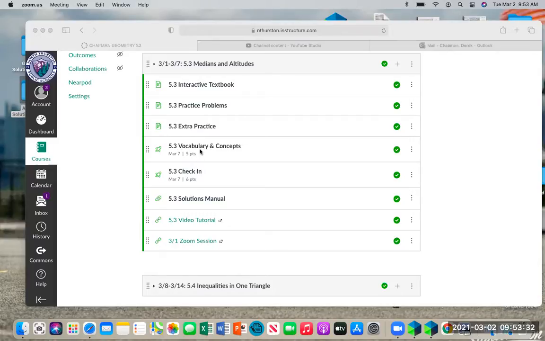Vocab concepts and the check-in. Both of these are due Sunday by 11:59 p.m. Just don't forget the vocab and concepts. Have your book out, right? That'll help you out a ton with those questions. The solutions manual goes hand in hand with these practice problems or any problem throughout the lesson. Even in the introductory part where they're going through the examples, there are problems embedded in that which are also in this solutions manual.